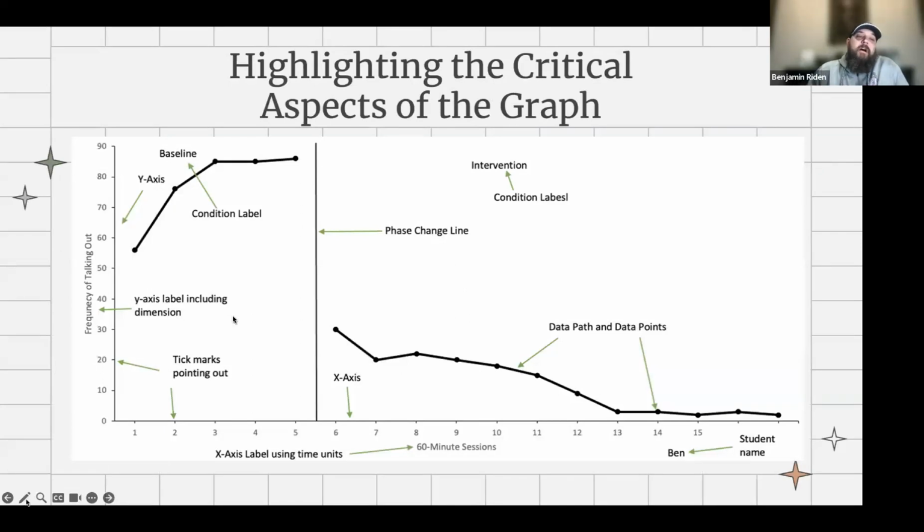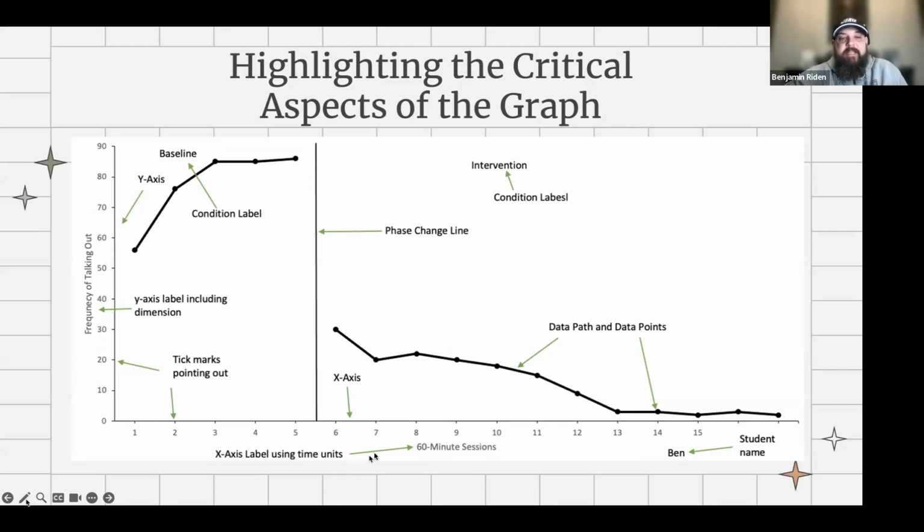So here's an image of all of those critical aspects or features of a line graph. So you can see here we have our y-axis, including the label for it. For this example, we have frequency of talking out. Also, you can see we have equal intervals within our graph, right? We want to make sure that the intervals are equal. If not, it can skew what you're actually looking at.